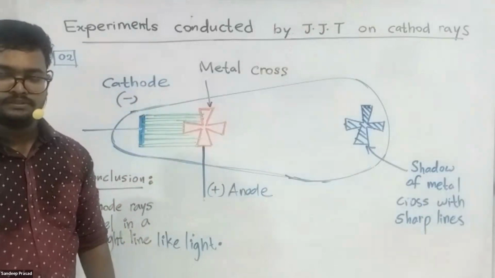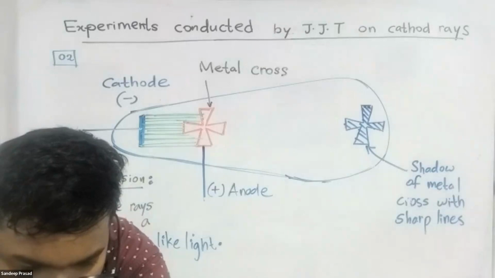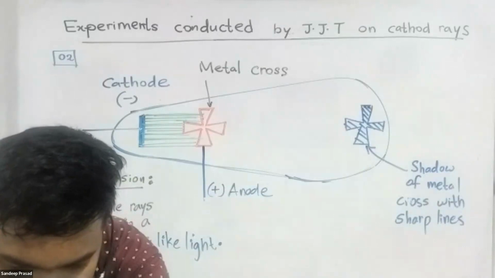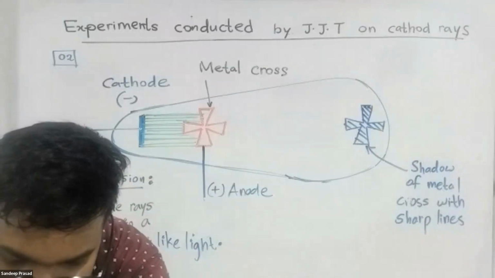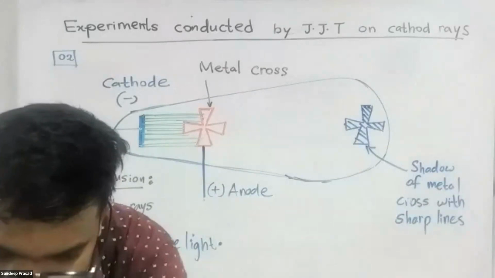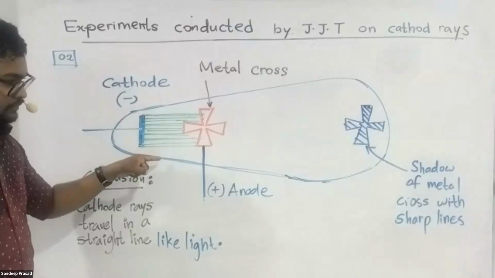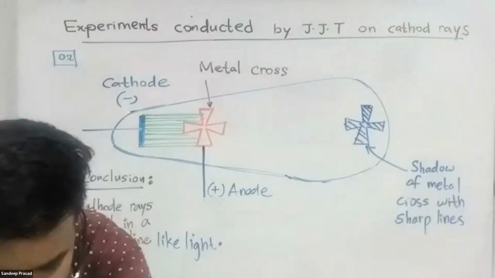Okay, who asked that doubt? Can you understand what I'm trying to point out? I'm going to talk about cathode rays. Sir, by considering what did J.J. Thomson conclude that electrons behave as waves? From the second experiment, cathode rays travel in a straight line like light. Light is also a wave. Are therefore cathode rays also waves? And then what else do we have?